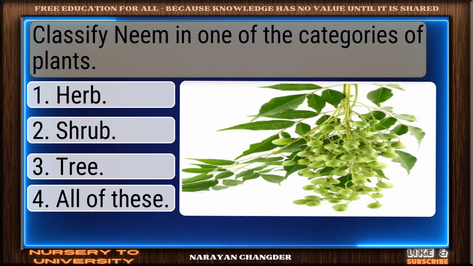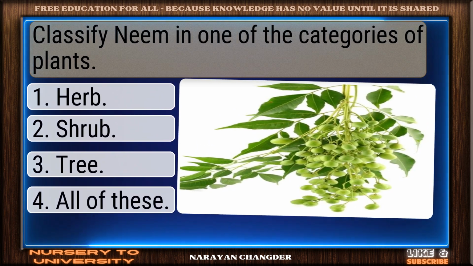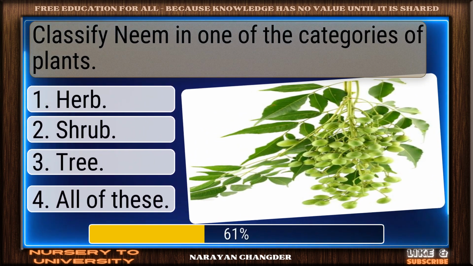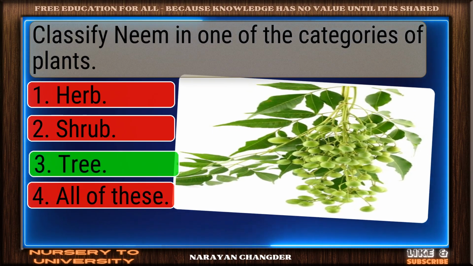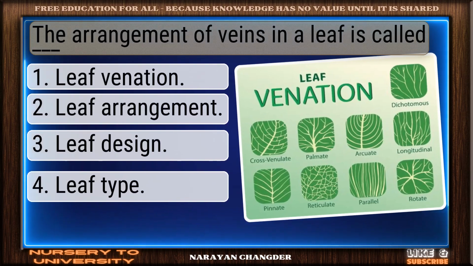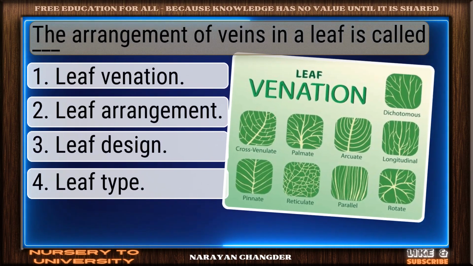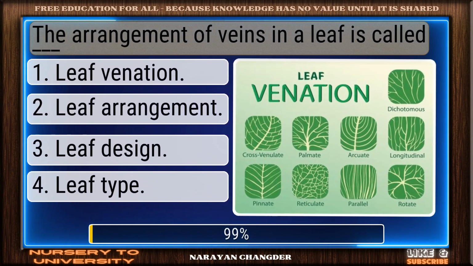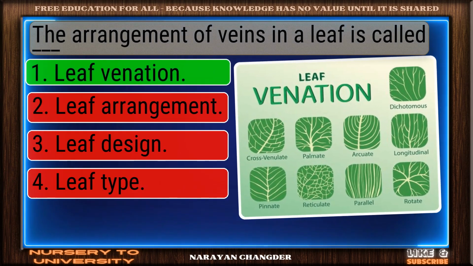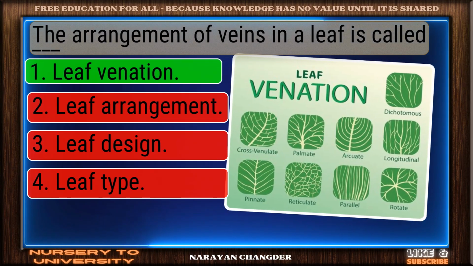Classify neem in one of the categories of plants. You got it. Your choice tree is right. The arrangement of veins in a leaf is called dash. Exactly. Leaf venation makes sense, and it is right choice.